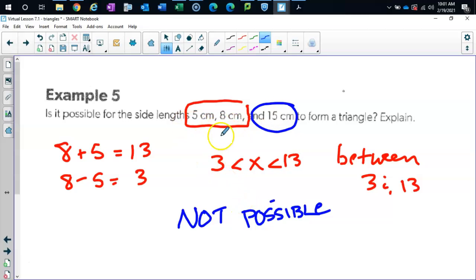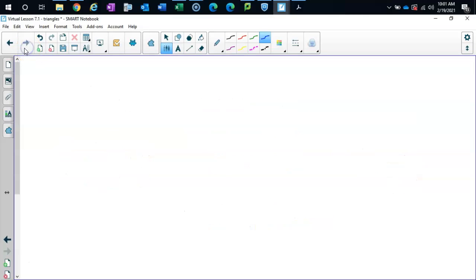So that is triangle inequality. Take your first two sides, add them and subtract them. The third side has to be between that. And I'm going to show you that with wood at school.